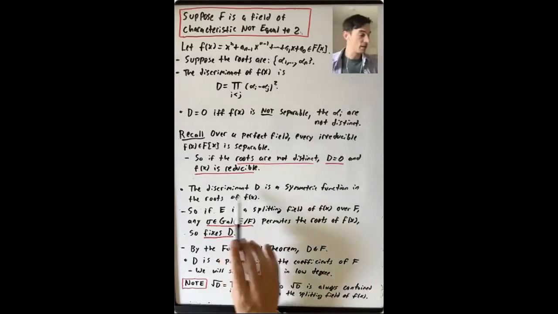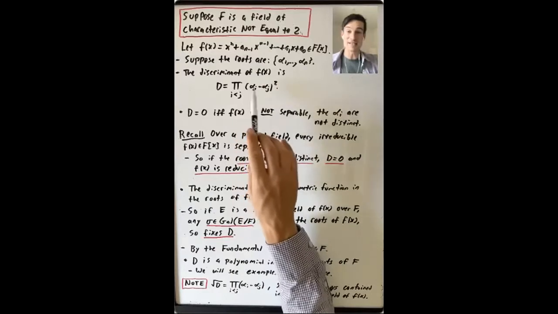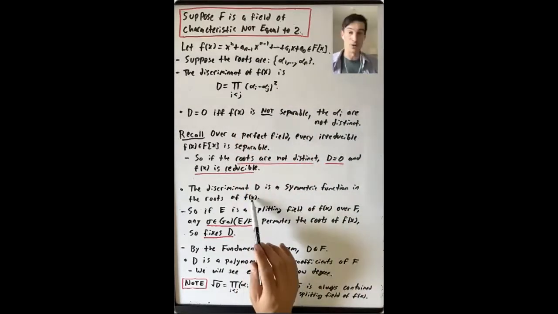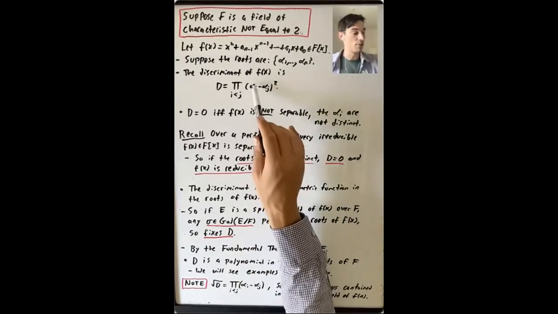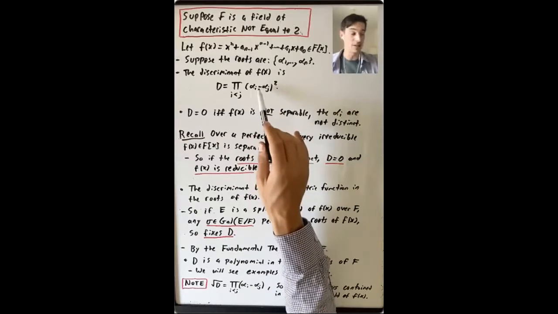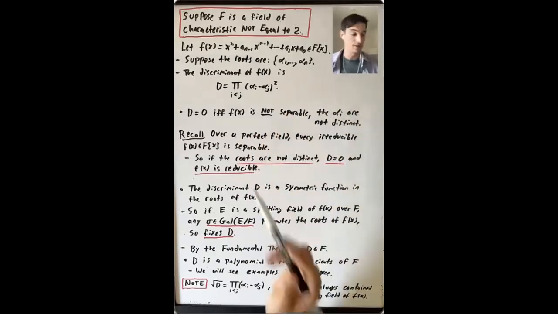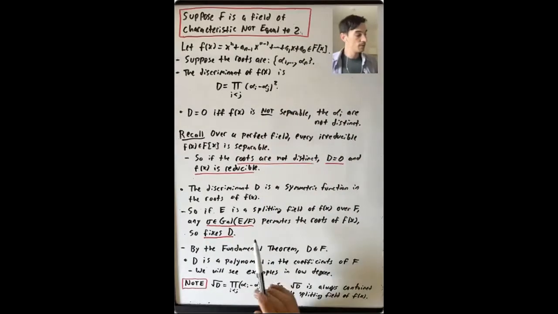Okay, so what's true about the discriminant? The discriminant is a symmetric function in the roots of f(x). So if you permute the roots, you get the same function back. If you permute, like say switch alpha_1 and alpha_2, you pick up a minus sign in this product, but because you're squaring it, it cancels out. So what does that mean?